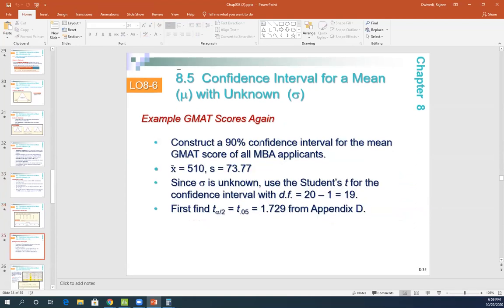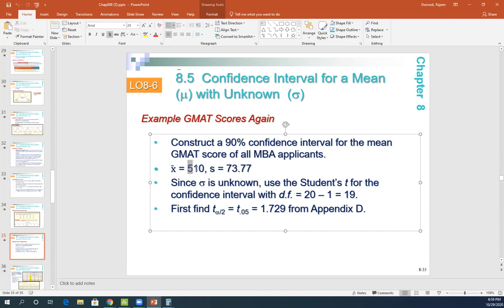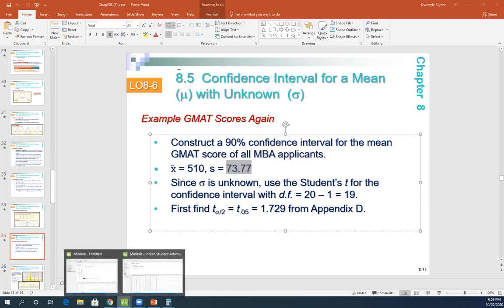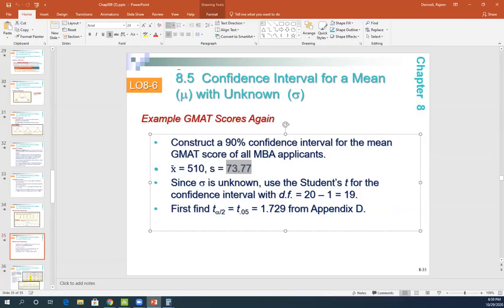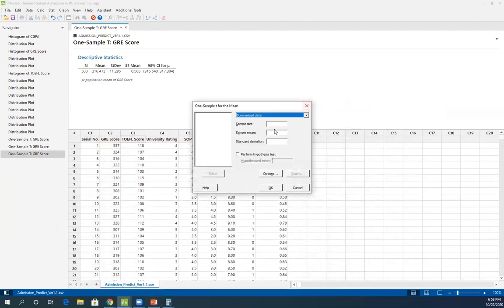Construct a 90% confidence interval for the mean GMAT score of all MBA students, where X bar is equal to this much and S is equal to this much. We are not going to use raw data here; we can use summarized data. What is the sample size? The sample size is 20.